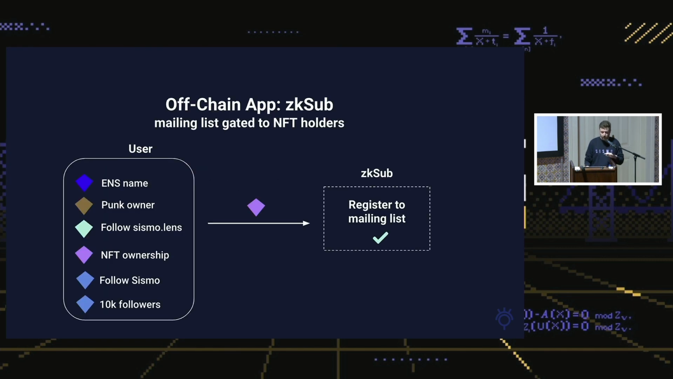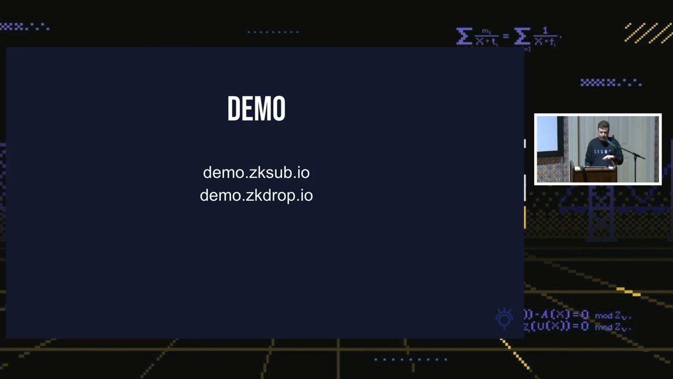So I propose to start with a demo of these two examples, the ZK sub, which is a mailing list, and the ZK drop, which is a ZK airdrop.